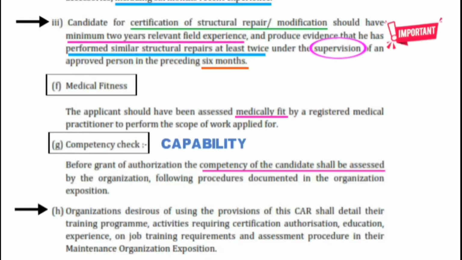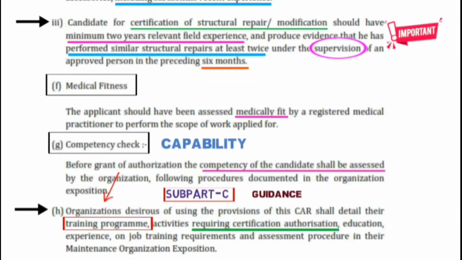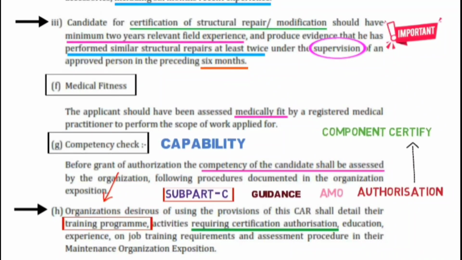Now in this point H, DGCA is saying that a maintenance organization needs to prepare a program, taking guidance from the reference of subpart C, meaning this subpart, on how they are going to give an authorization for component maintenance. Remember, subpart C is a guidance for a maintenance organization on how to give an authorization to a person who is going to become a component certifying staff.